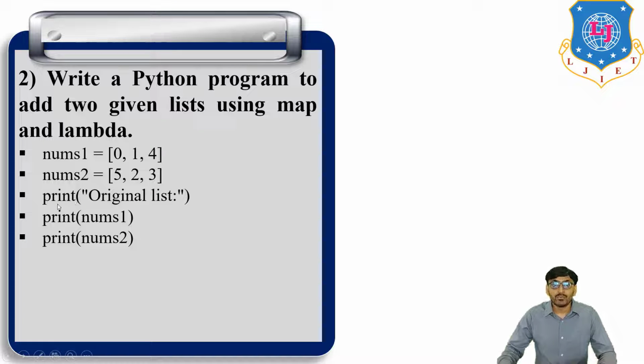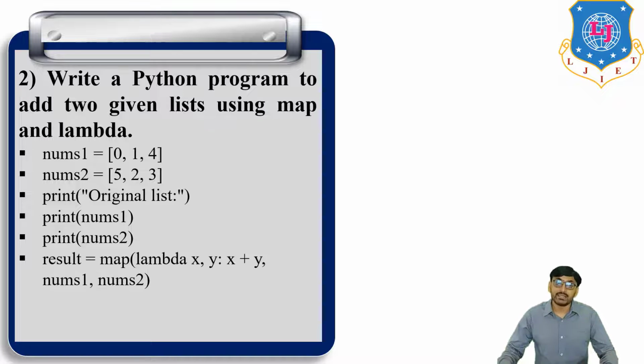So first print the original lists, then print nums1 and print nums2. So the original lists nums1 and nums2 are printed out. Simple. Then result is equal to map(lambda x, y: x plus y, nums1, nums2).